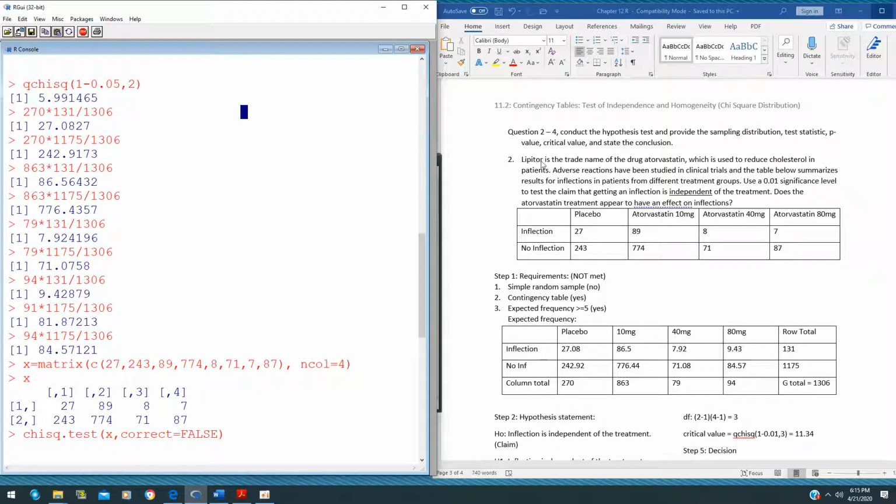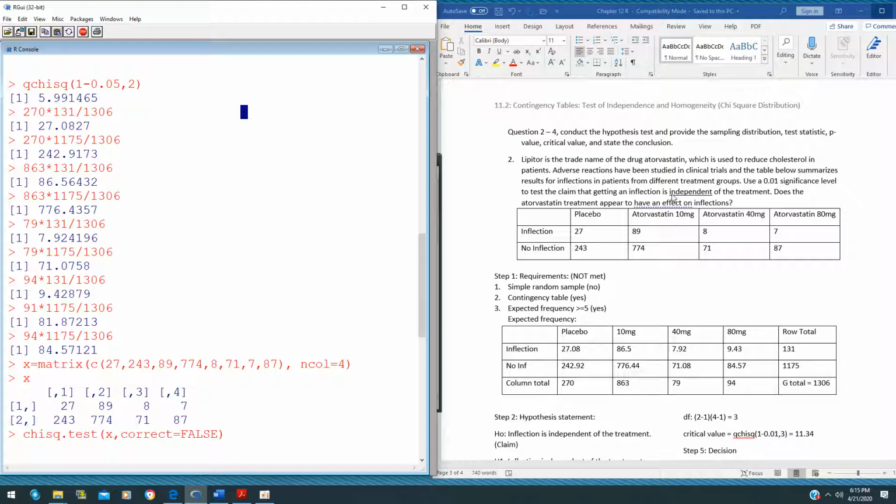So this question 2 is asking: Lipitor is a trade name of a drug, atorvastatin, which is used to reduce cholesterol. So adverse reactions have been studied in clinical trials, and the table below summarizes results for infections in patients from different treatment groups. Use a 0.01 significance level to test the claim that getting an infection is independent of a treatment. So this is your claim statement here, and the big keyword here is independent.